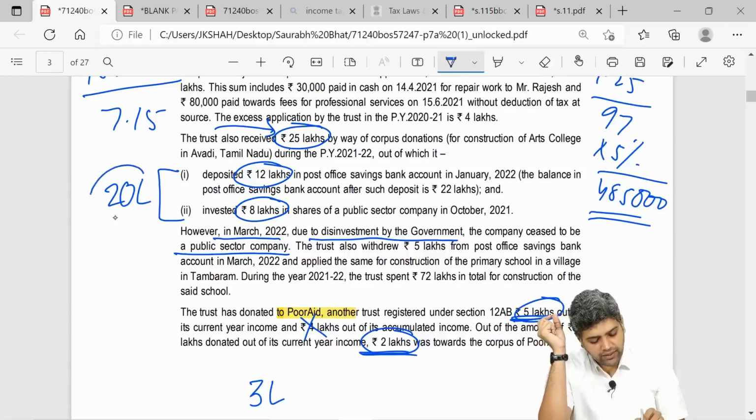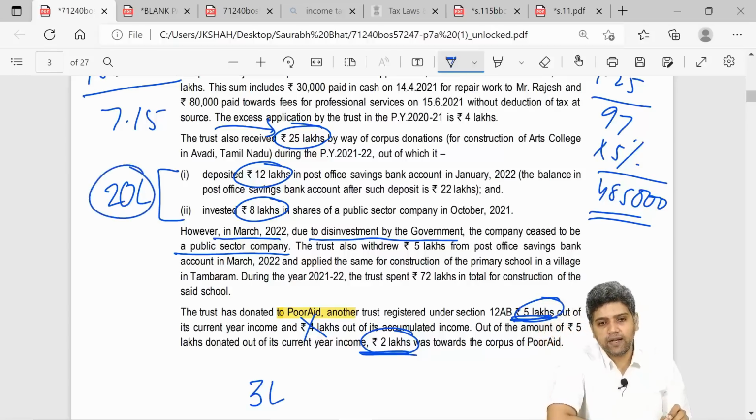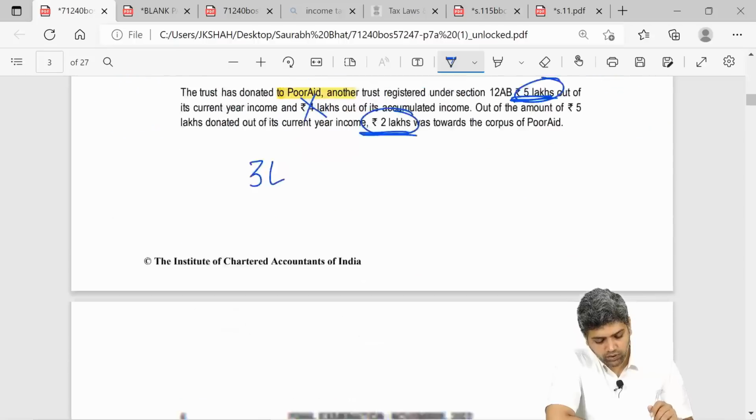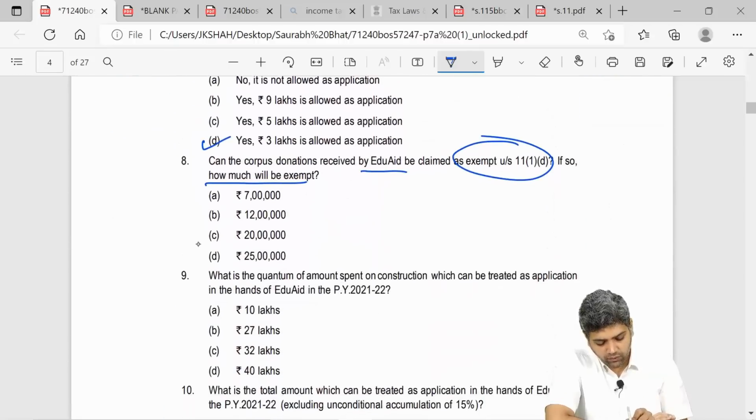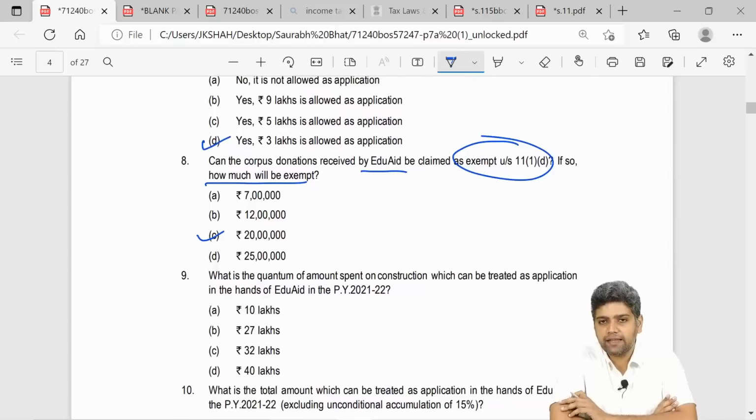Here I have done that only with regard to 20 lakh rupees and therefore only 20 lakh rupees will be the corpus donation exempt from tax. 5 lakh rupees, although I received as corpus, I did not invest it in the prescribed modes and therefore it would be regarded as taxable in my hands.